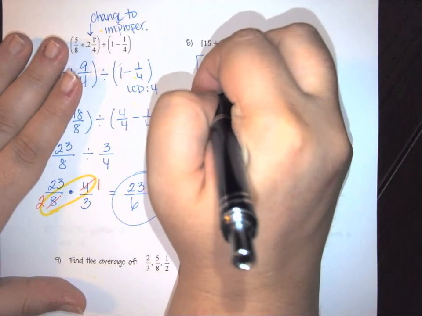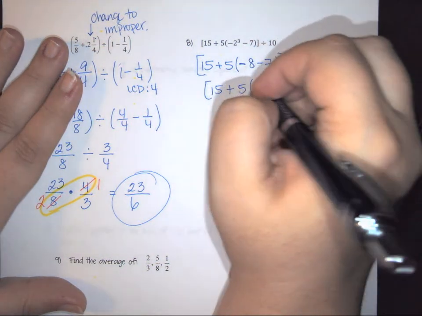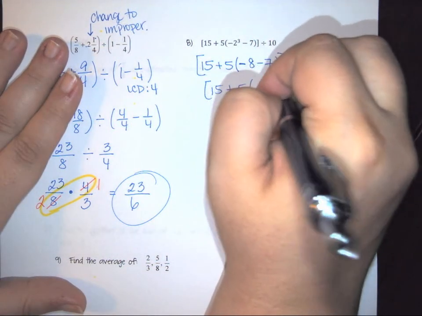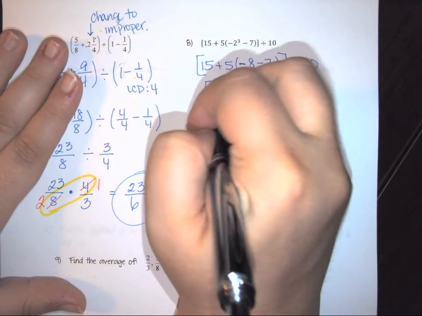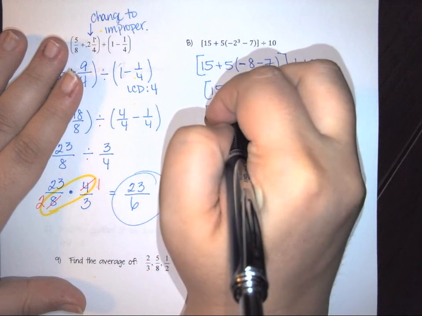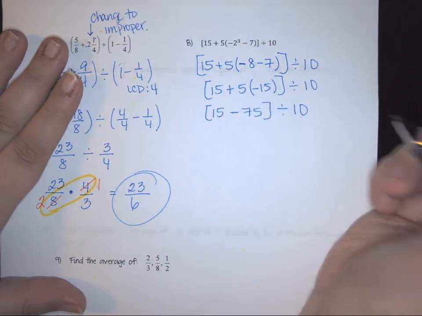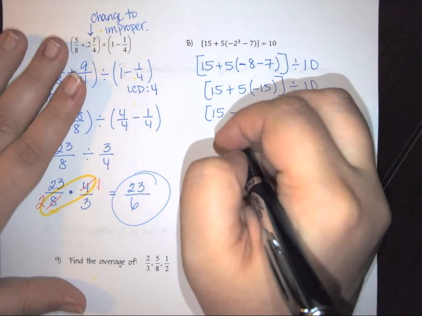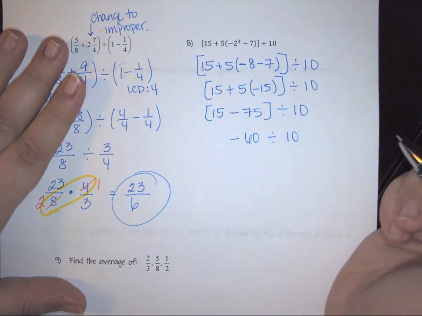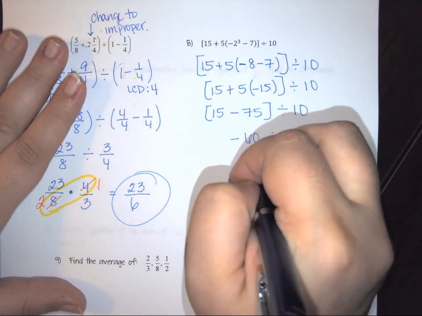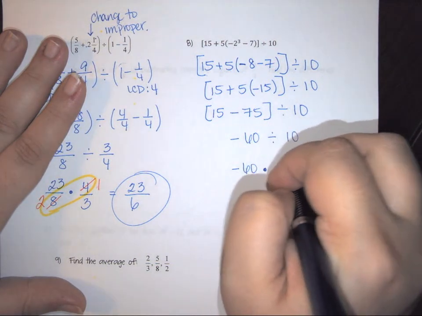So then this is going to become 15 plus 5. Negative 8 minus 7 is a negative 15, and divide this by 10. Here I need to now multiply, so this is going to be 15 minus 75, and divide it by 10. 15 minus 75 is a negative 60, and I'm going to divide it by 10. I'm going to keep the first, which is a negative 60, change to multiplication and flip the reciprocal, makes it 1 over 10.